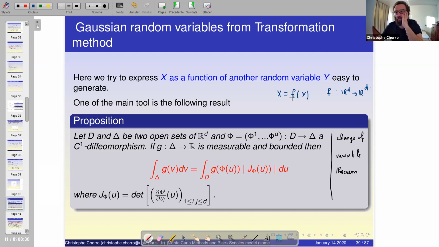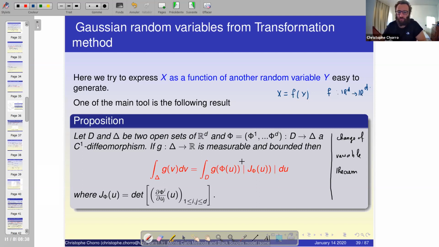and f is sufficiently regular, and by sufficiently regular, I mean that it needs to be a C1 diffeomorphism, in the sense that it has to be C1 bijective and its inverse has to be also C1. It's what we call a C1 diffeomorphism. Then from the density of y, I am able to deduce the density of x, that will be an expression dealing with the derivatives, or the Jacobian matrix, of small f.